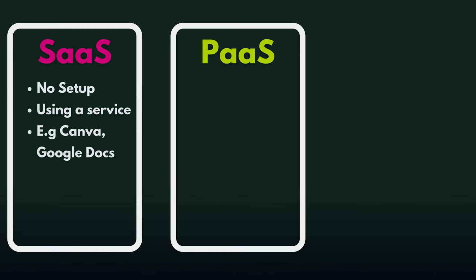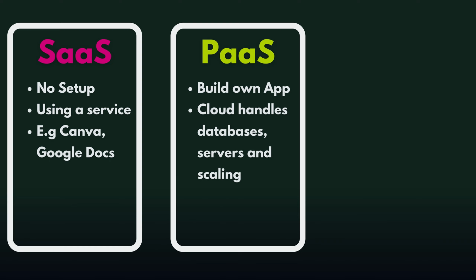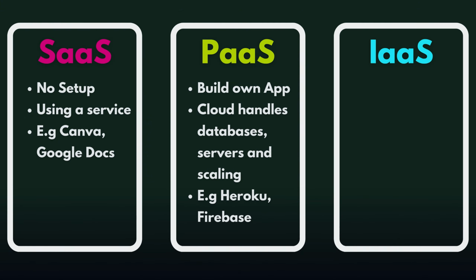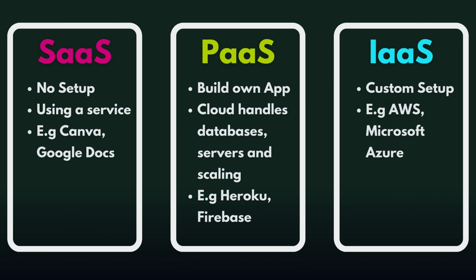There is platform as a service, which means you build your own app, but the cloud handles the servers, the databases, and any scaling. Examples of this service would include Firebase or Heroku. And there is also infrastructure as a service, which means you pretty much set up everything yourself, and you would use providers like AWS or Azure.